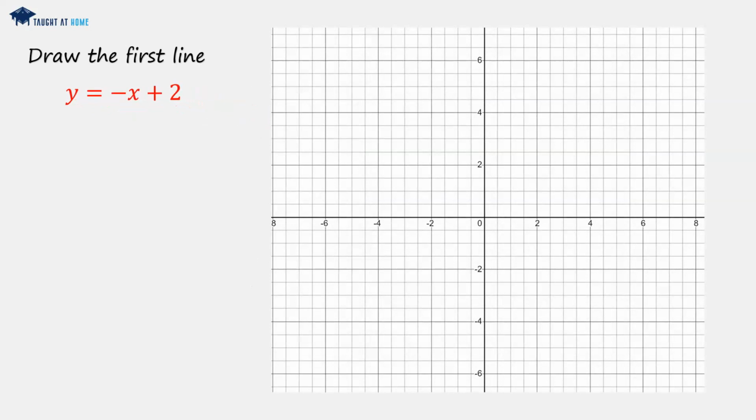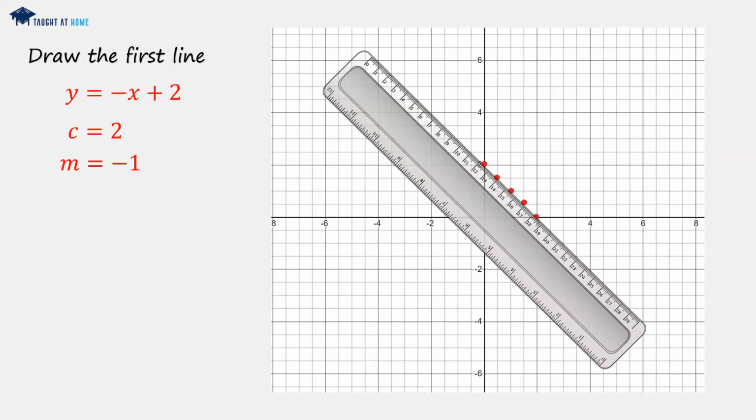We'll draw the first line. So what is the y-intercept? c is 2. And the gradient is minus 1. So we can go ahead and plot the first line, we can put in our y-intercept, and now we can start plotting some points. We can get our ruler and we can join these points up, put a straight line through these.